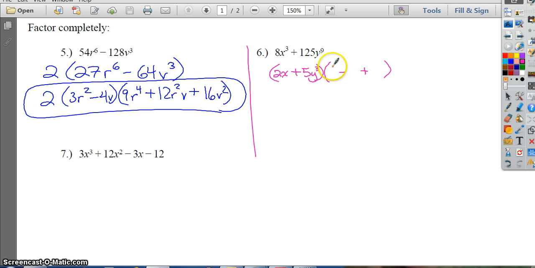Going after this first blank: 2 times 4 is 8, and x times x squared is x cubed. 5 times 25 is 125, and then y to the 3rd times y to the 6th is y to the 9th. 2 times 5, and I need x, y cubed. That's everything. Okay, so there's 5 and 6. They were both SOAP problems.